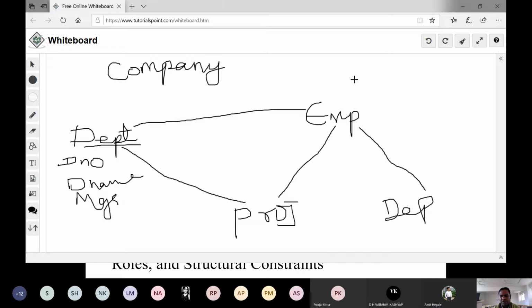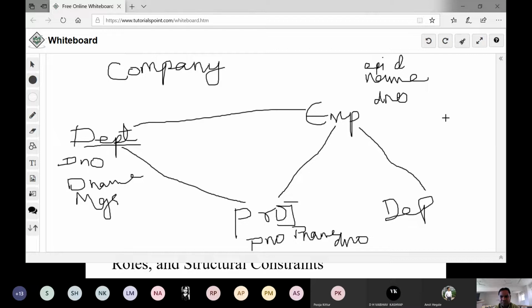Okay. Now here for employee, you have employee ID, name, and the number of the particular department in which the employee is working. All right. Now in project, you have project number, project name, followed by D number. Now employees are associated with projects.